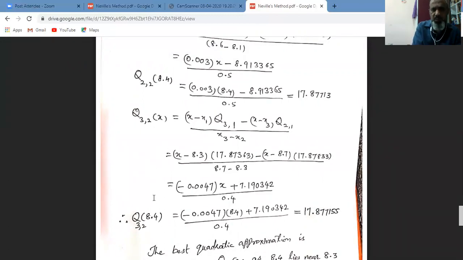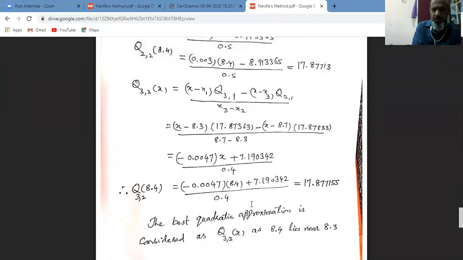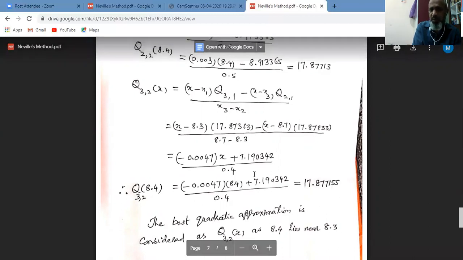At x is equal to 8.4, what will be the second degree approximation, that is q3,2(8.4)? In place of x we substitute 8.4 and simplifying we get 17.877155. So this is the second degree approximation.